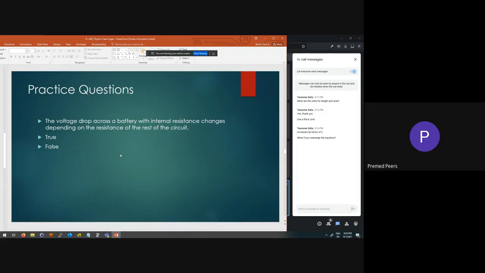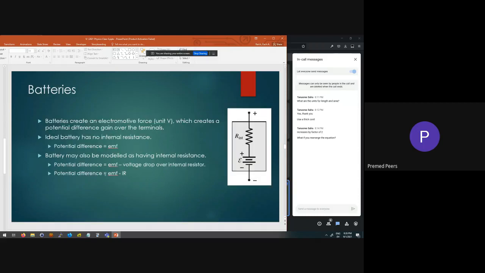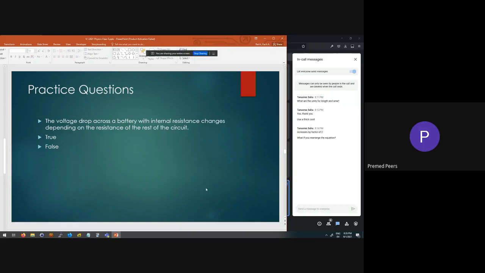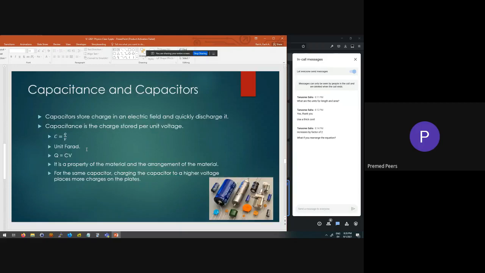I'll show the answer for this one. This one is true. So remember, the total voltage drop is this equation here: the voltage gain minus IR. Well, depending on the total resistance of the circuit is going to change that current, which is then going to change the value of IR and change the voltage drop. So that's true.